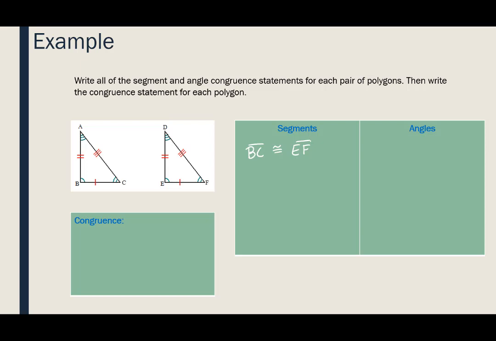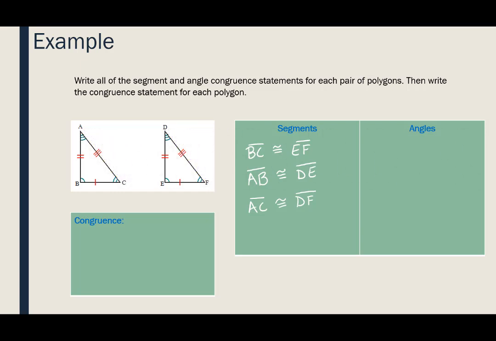Another congruent segment, AB and DE. Both of those have the two hash marks. We'll add that to our list of congruent segments. The last set of congruent segments would be AC congruent to DF. Again, that's noted in the diagram with the three hash marks on each segment.